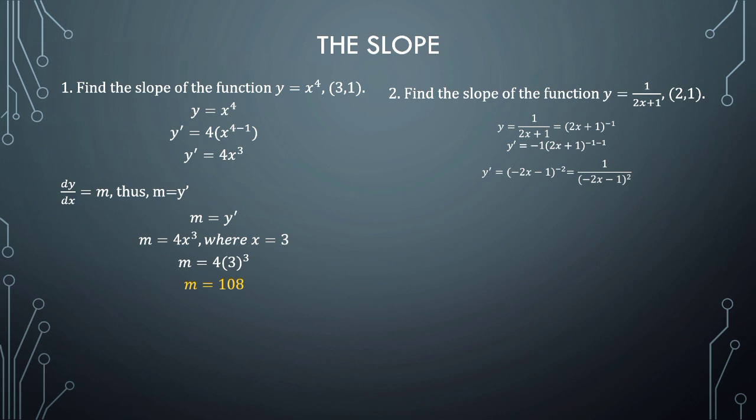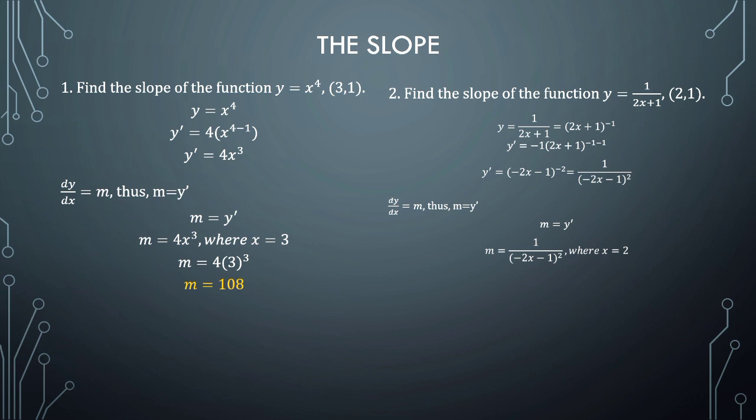Then change it to the fraction form, where the derivative would be 1 over negative 2x minus 1, all raised to 2. In theory, a slope is equal to a derivative, thus m is equal to y prime. Here would be the equation: m equals y prime. Y prime is equal to 1 over negative 2x minus 1 all raised to 2, wherein x is equal to 2.